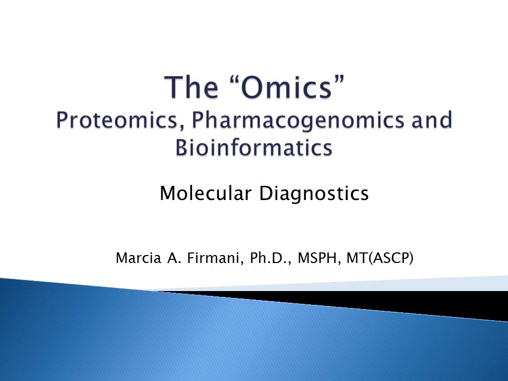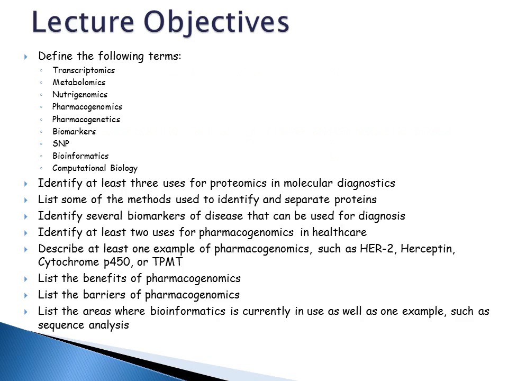In this lecture, we're going to focus on what's called the omics, and we're going to concentrate a little bit more on proteomics, pharmacogenomics, and bioinformatics. At the end of the lecture, you should be able to define the following terms: transcriptomics, metabolomics, nutrigenomics, pharmacogenomics, pharmacogenetics, biomarkers, SNPs, bioinformatics, and computational biology.